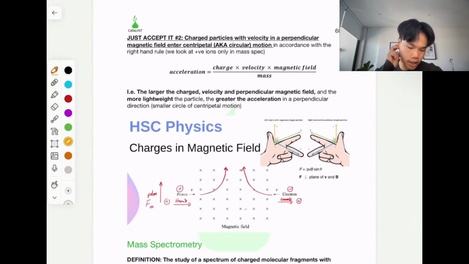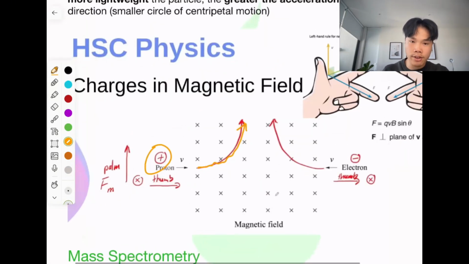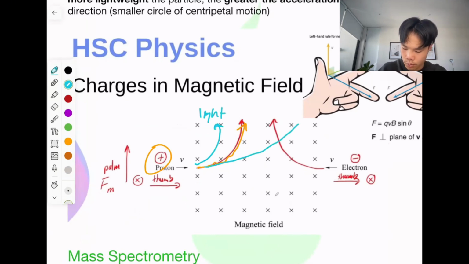Secondly, charged particles with velocity will enter centripetal motion in a magnetic field if they enter at a perpendicular angle. And that means that charged particles such as what we're going to be using in mass spec, the positively charged particles, will be bent and deflected. And based on how heavy they are, they'll either be deflected more or less. So if you have a particle that is lighter, it will deflect at a sharper angle, or it will deflect more. And if you have a heavier particle, it will deflect relatively less.